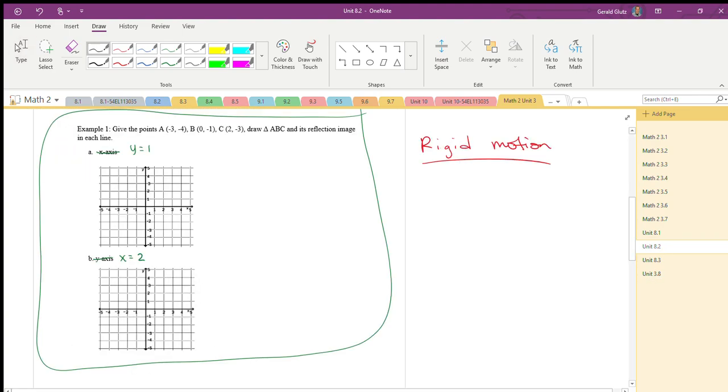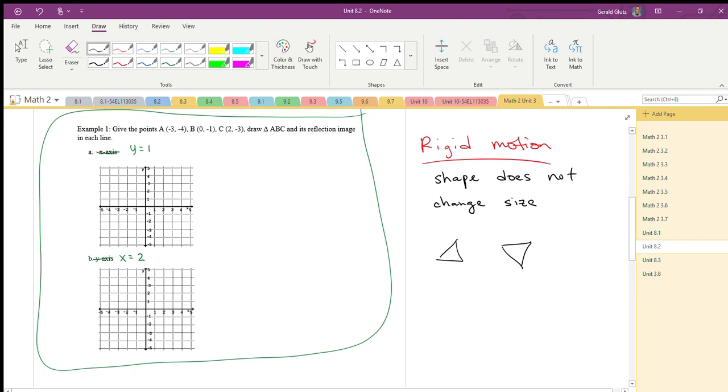Rigid motion is something you're going to want to know the definition of. When I say rigid motion, that just means, and write this down somewhere on your notes, the shape does not change size. So when we have rigid motion, we're just moving something. So if I have this triangle here, if I rotate it, it's still going to stay the same. It might look different, but it's still going to stay the same size, same shape. So that's what rigid motion means.